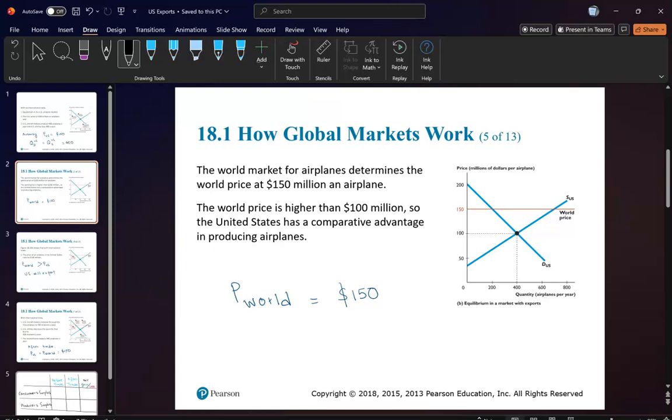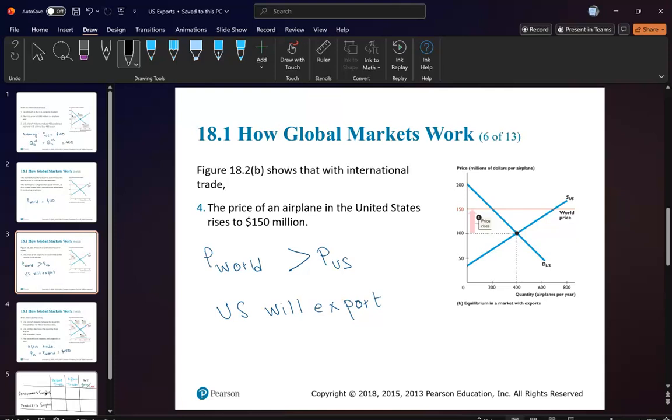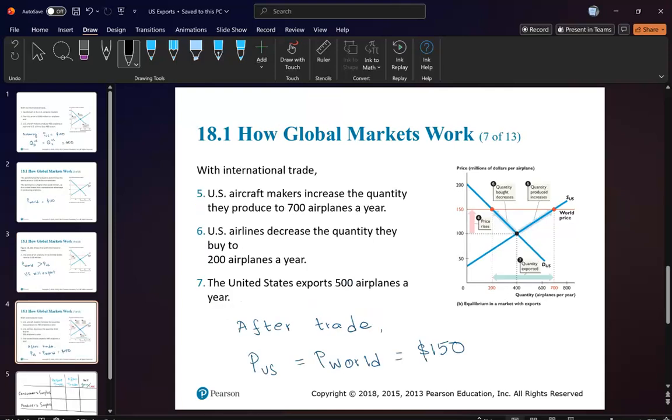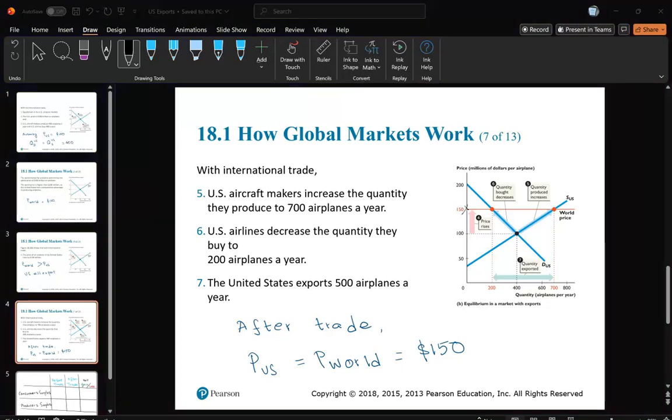Compare this with the world price. The world price is $150 million, which is greater than the domestic price, and the US will export. Here, I will draw a line from this $150 million price and look at where it will touch the demand curve and where it will touch the supply curve.